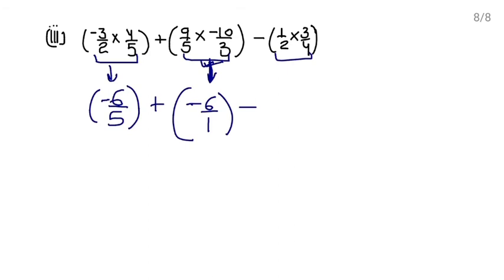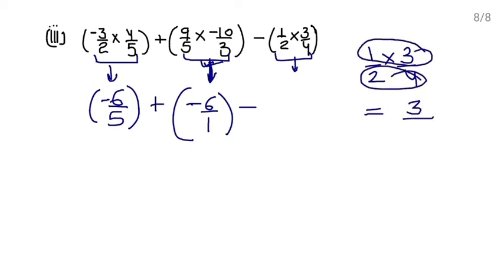Minus, solve the third part, this third term, 1 upon 2 multiply 3 upon 4. Numerator and denominator are not divisible by any same number. So simply multiply numerator with numerator, 3 1s are 3, and denominator with denominator, 2 4s are 8. So after solving this term, we are getting 3 upon 8.